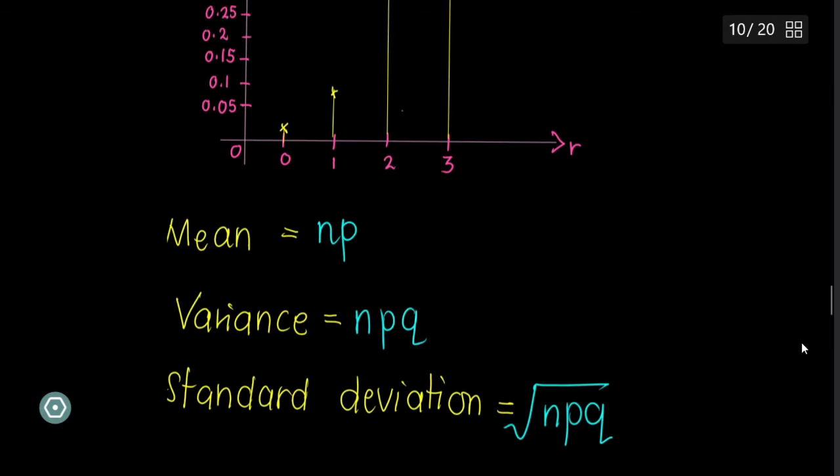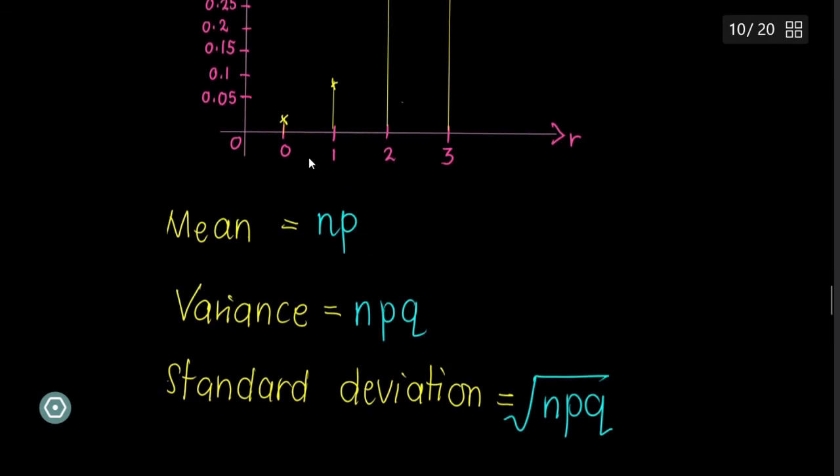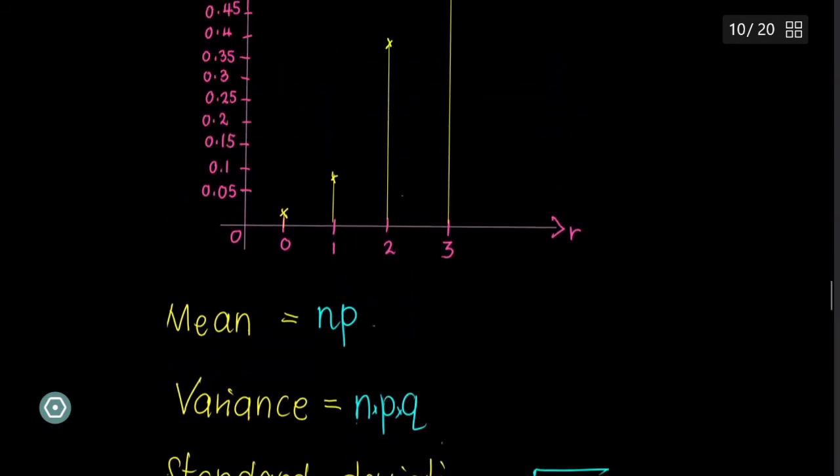So now, these are the formulas. n is the number of trials, that you know already. p is success. So variance is npq, that means n times p times q. Standard deviation, you just square root your variance. Okay, so let's see now.